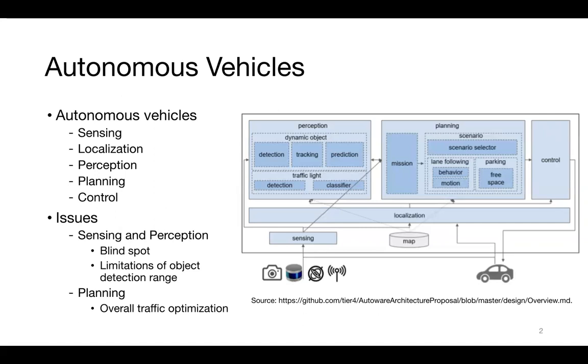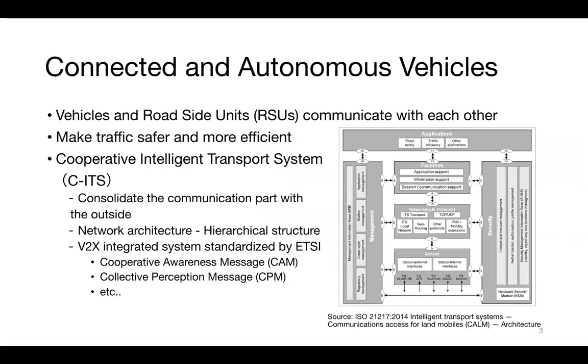In autonomous driving, there are several issues. For example, there is the problem of blind spots in the object detection process, and the problem that overall optimal route planning is not possible in the planning process. Then, cooperative autonomous driving is a hot research area in order to solve these issues. This means that vehicles are connected and cooperate with each other to improve safety and efficiency.